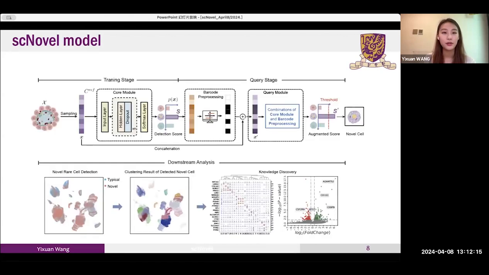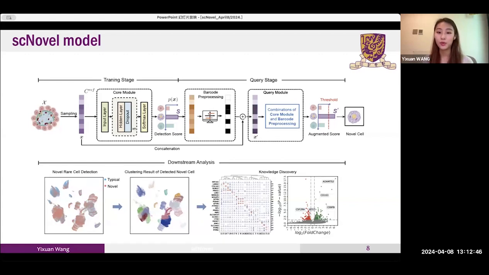Let's first look into the framework design of scNovel. The basic architecture of our proposed scNovel is a deep neural network-based classifier. scNovel takes single-cell expression data as input and outputs the novel cell detection results based on the classifier's cell type probability and a predefined threshold. There are two stages of using scNovel. The first is the training stage, and the second is the query stage.